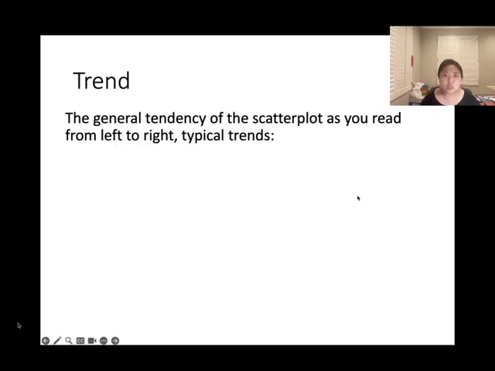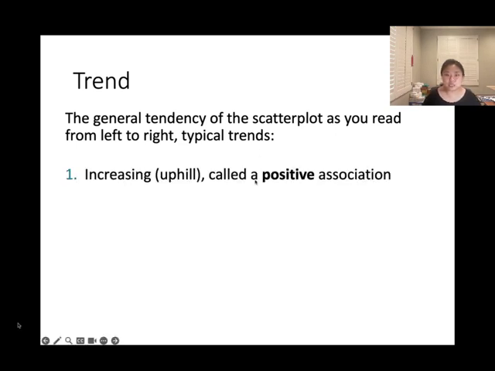Okay, look at the first one. The general tendency of the scatterplot, as you read from left to right, is the typical trend. Increasing, just like uphill, we call a positive association. Remember, the scatterplot tells you the relationship between two numerical variables. If the two variables have increasing data, we say this is a positive association. It means when the size of the house is increasing, the selling price is also increasing.